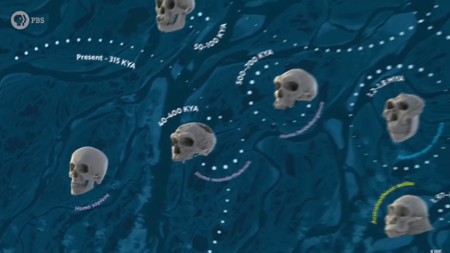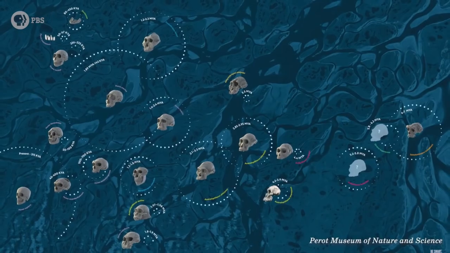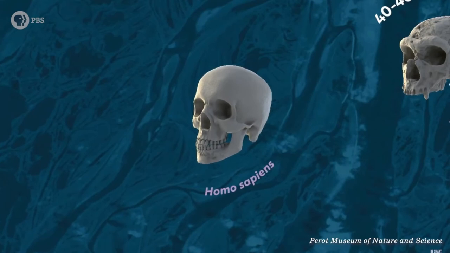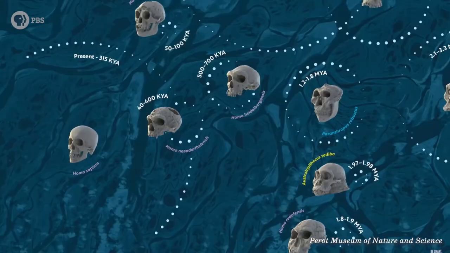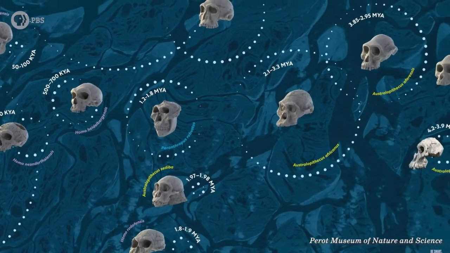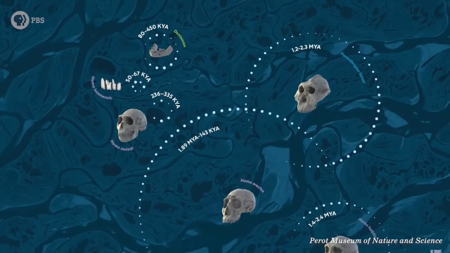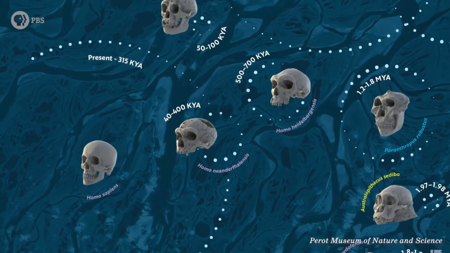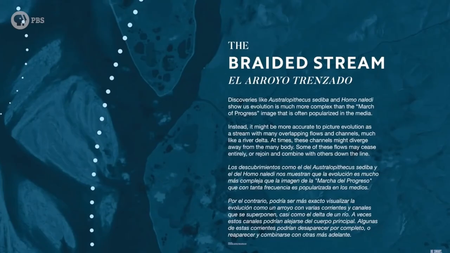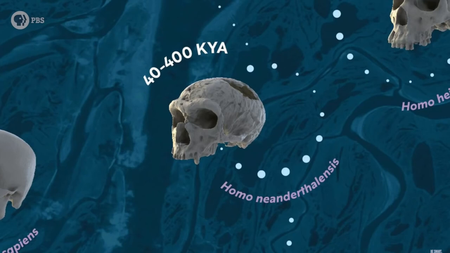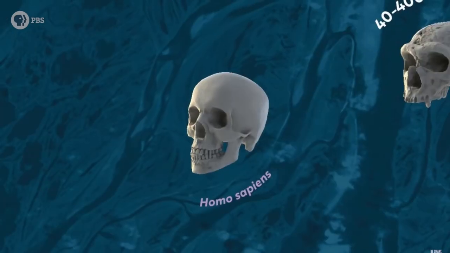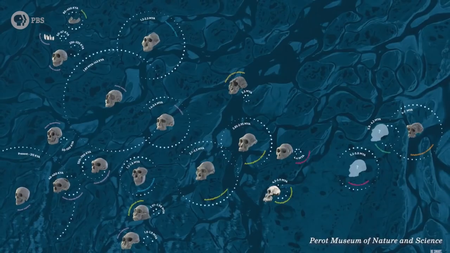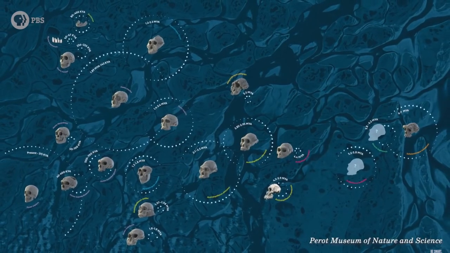Evolution is like a braided stream, and we are just one end of that stream. We are just one branch, but we're not the only branch. Along the way, we have seen a lot of different hominin groups that have been evolving just like us and have met their end. And perhaps we're the only one that has been extant, surviving, a terminal species. Others have split off, faded out.